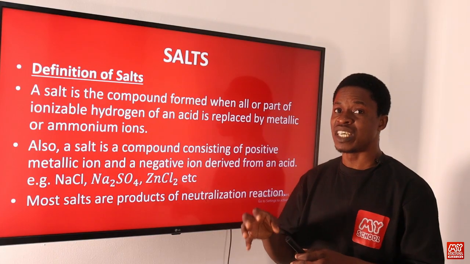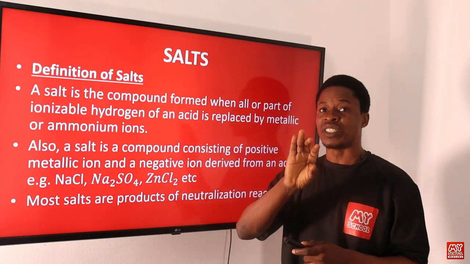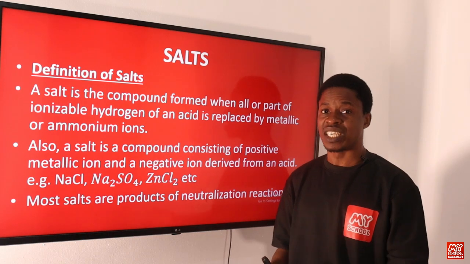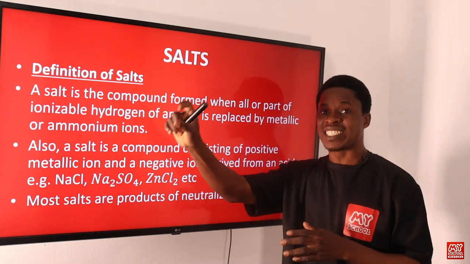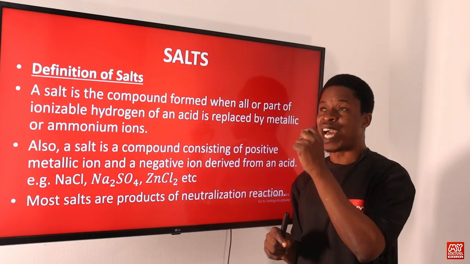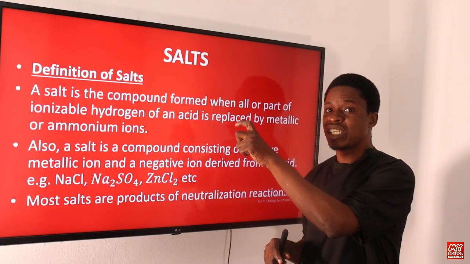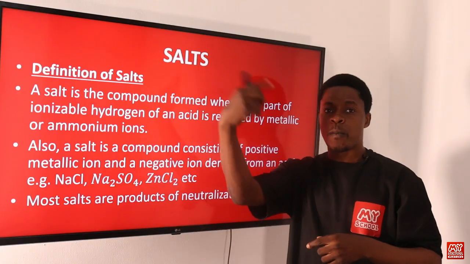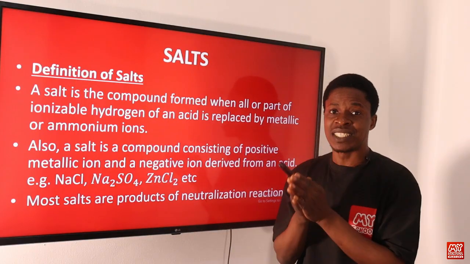For instance, CH3COOH, which is a weak acid. All the hydrogens there cannot be ionized, cannot be replaced, cannot be dissociated. It's only the last hydrogen in CH3COOH that is ionizable. So what can be replaced there is only that hydrogen. When sodium comes in, the hydrogen can be replaced, so we have CH3COONa. That compound itself is called a salt because a metallic ion has come to replace the ion that is present in it.